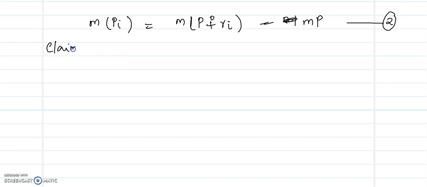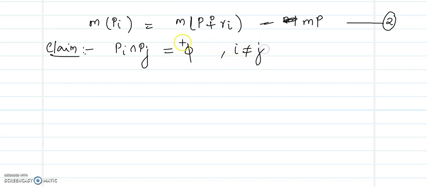Now we will claim that Pi intersection Pj is equal to phi for i not equal to j. Pi is P sum modulo 1 Ri, where Ri is some rational number. Now when i is not equal to j, we will show that Pi intersection Pj is equal to phi. We are proving this by contradiction.